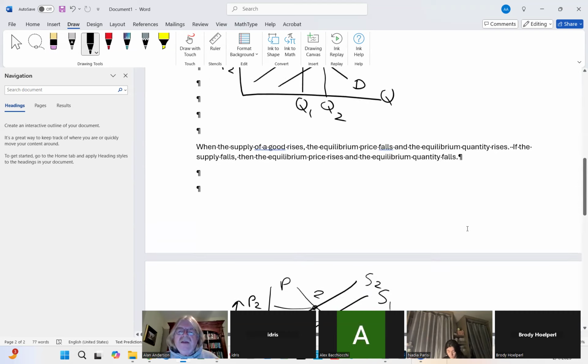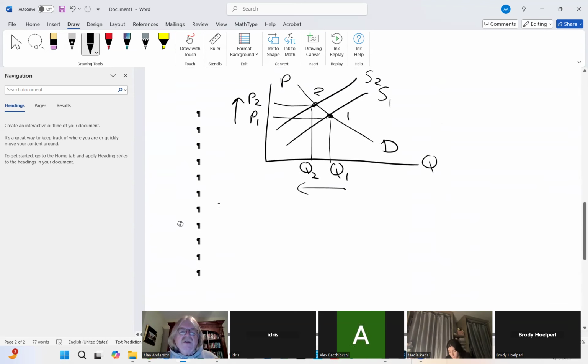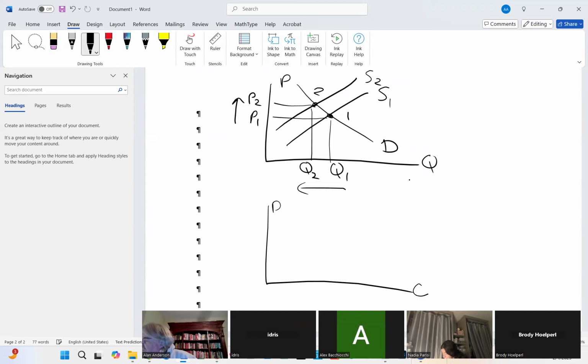All right, what about the demand for the good? What happens when the demand changes? Good question. So we'll start with a change in the demand. Let's say the demand goes up. People want more of this product than they did before.